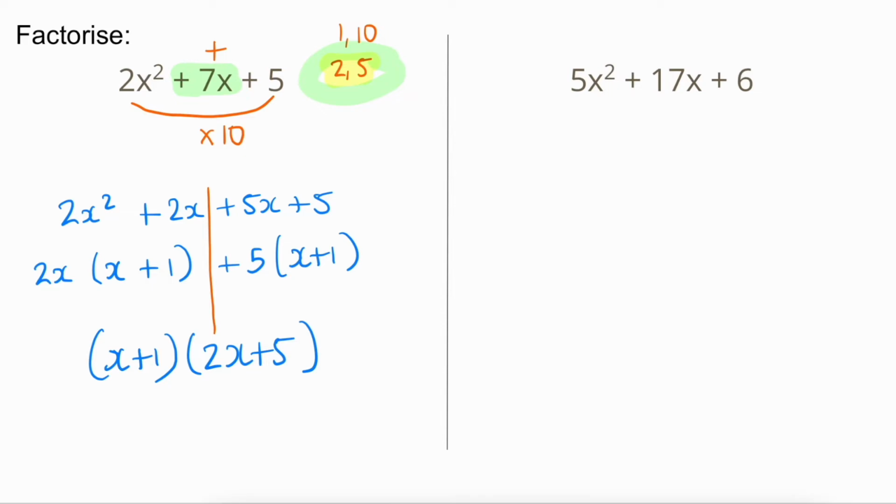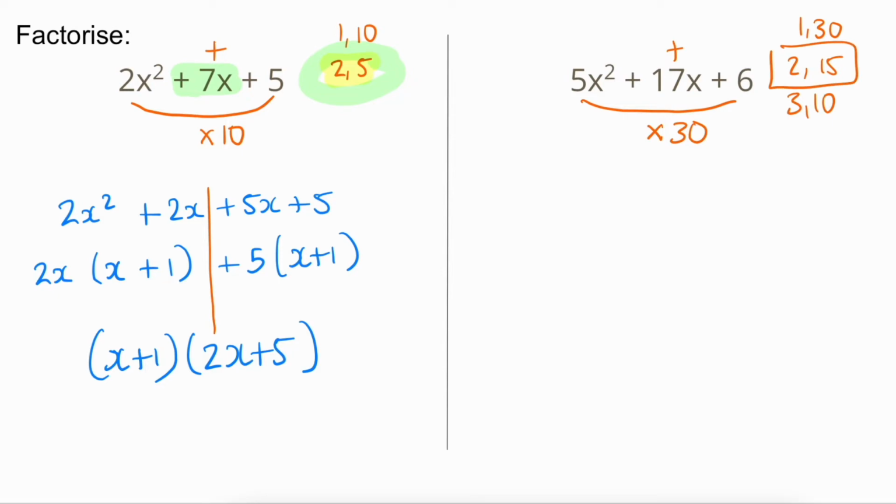So let's have a go at that again with the second question. So I'm saying what times together to make 30 and what adds together to make 17. So going through the factors of 30, I think I've already found it, but I could continue just to check. But this looks like it's going to make 17.